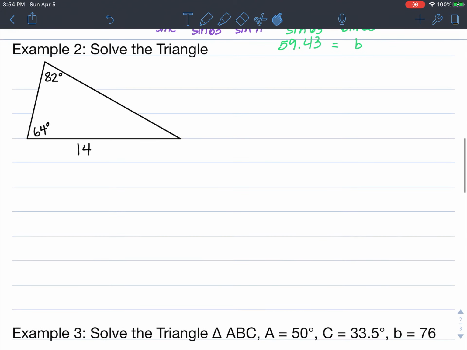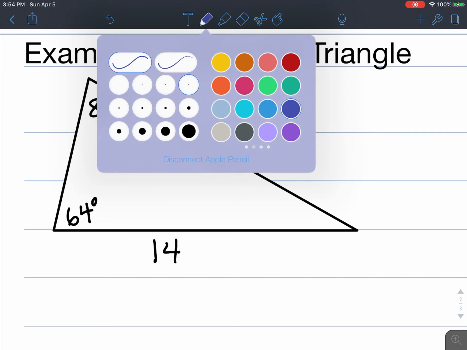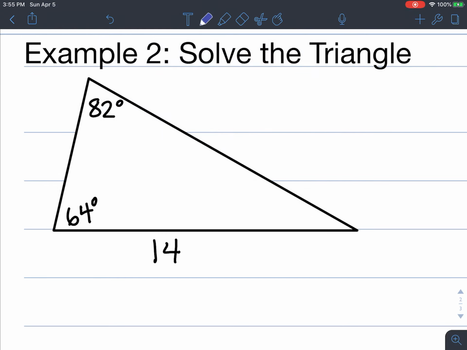Okay, so now we have a new one here. I want you to notice, though, what is missing on this triangle. What's missing? I have no letters. So if you have no letters, you're going to have to start assigning letters. So I'm just going to call this one A, and this one B, and this one C. It's completely arbitrary, though. You pick whatever you want.